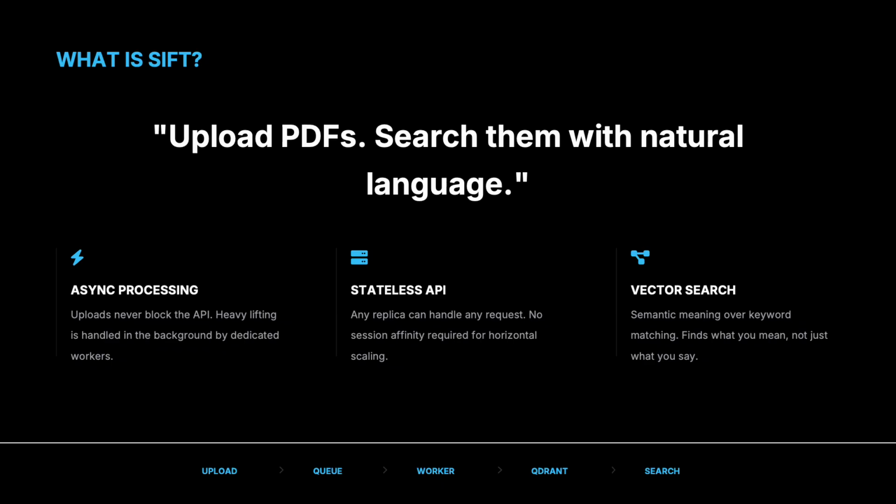To ensure that this remains fast as the number of users grows, we implemented three core architecture pillars. First, asynchronous processing. Uploads never block the API, the heavy lifting happens in the background. Second, the stateless API. Any replica can handle any request, which is essential for horizontal scaling. Third, vector database. We use Qdrant to handle the complex mathematical searches required for semantic retrieval.